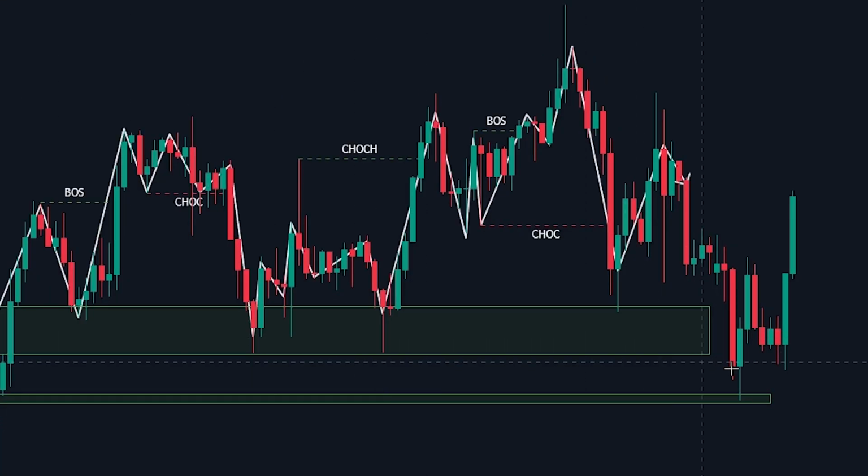We can see here that the price has now also wicked into the second bullish fair value gap. This move can also be seen as a liquidity grab because it is likely that many retail traders set their stop loss at this level.